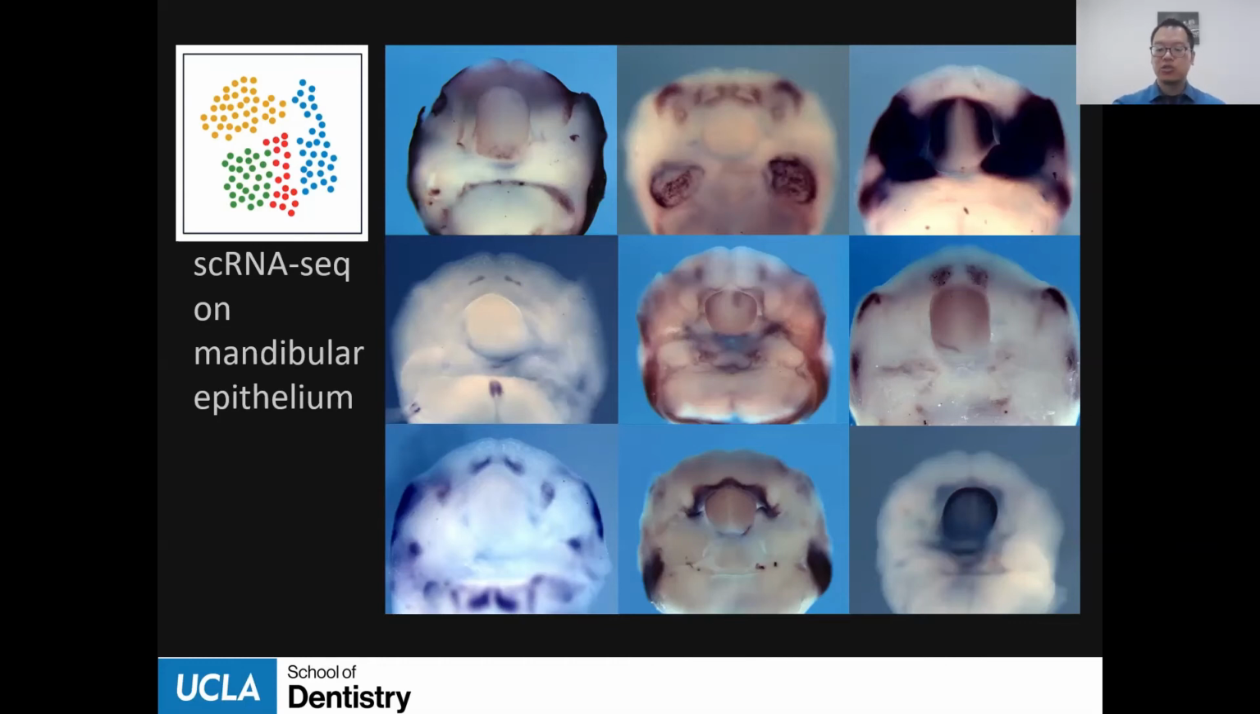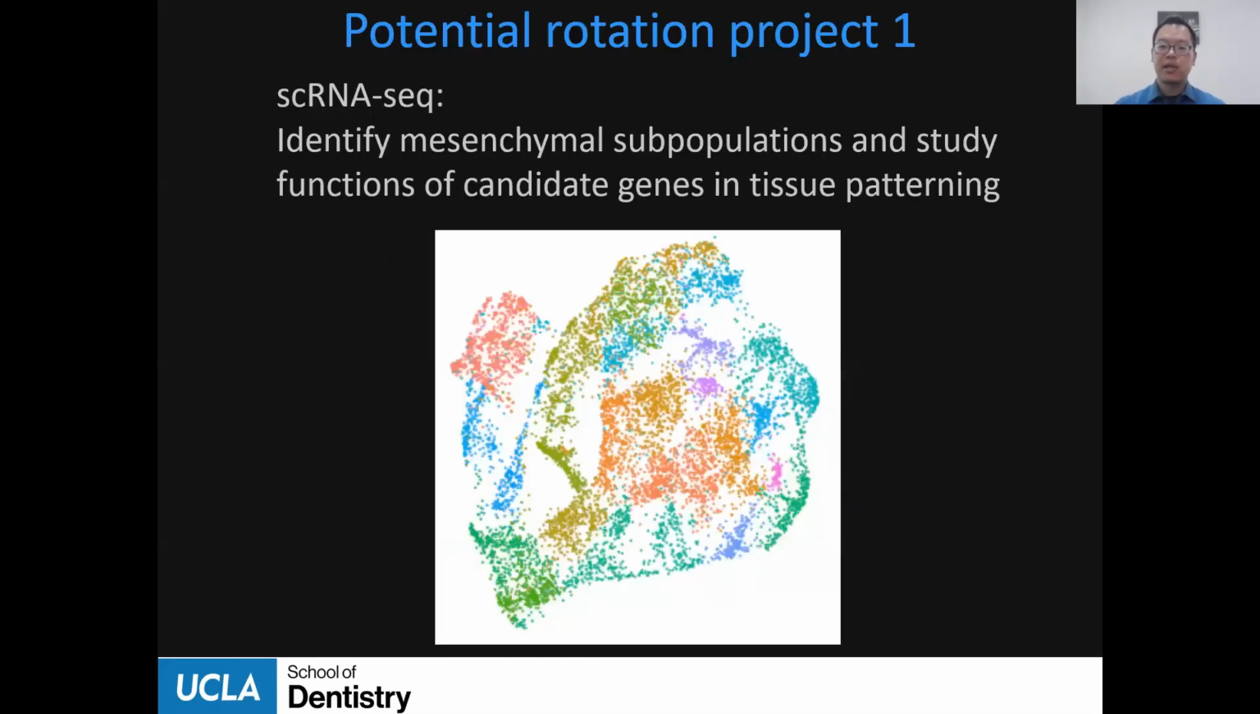One of the potential rotation experiments is to look at our data in the mesenchyme. Remember, the last slide only showed us the genes expressed in the epithelium. So one of the potential projects will be to look at the mesenchymal data, begin to identify some of the mesenchymal subpopulations, and study the functions of candidate genes in patterning the tissue. We also want to correlate this data to our effort in understanding how tissue mechanics may control gene expression.